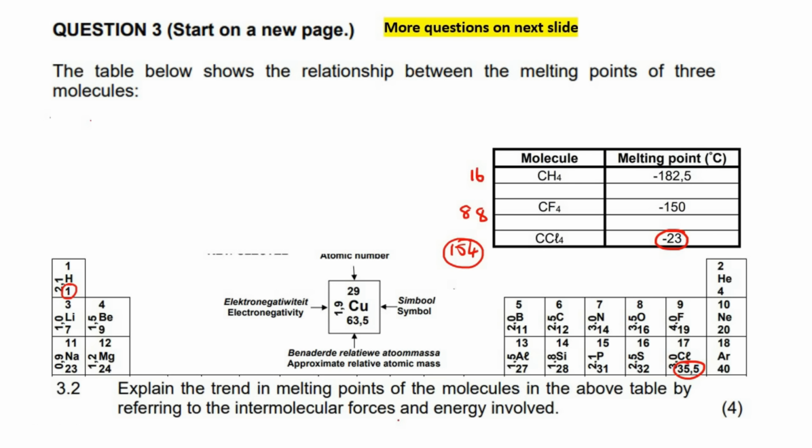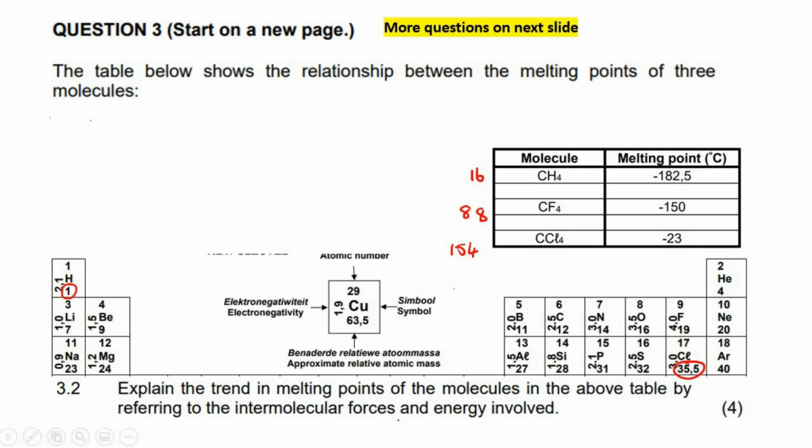Now, some of you are like, but this one's 182, this one's 23. Guys, there's negatives. So that's negative 182. That's much colder than this one. So this one has a much larger melting point, sorry.